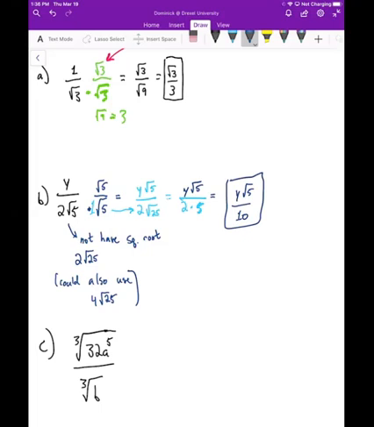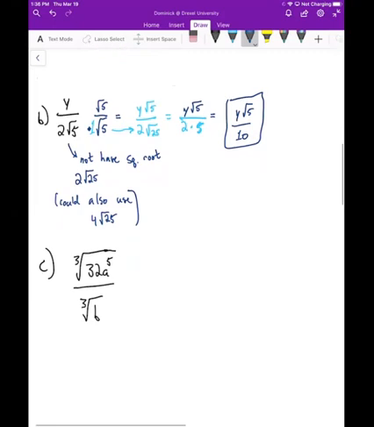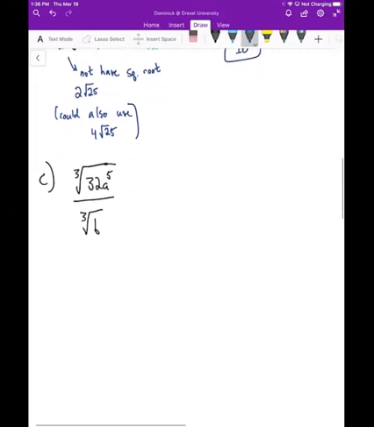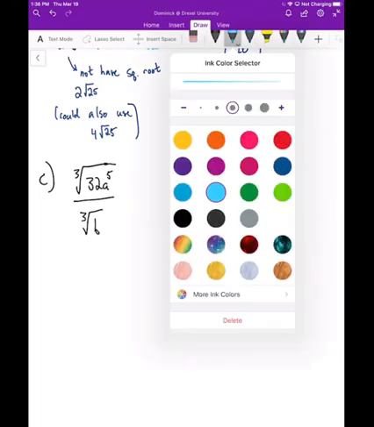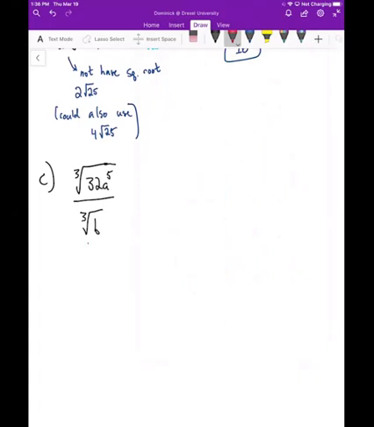So with square roots, it's not terribly difficult to do that. Now, in this case, we have a cube root. So we need to approach this a little bit differently. Now what we need to do is we need this bottom to be a perfect cube.